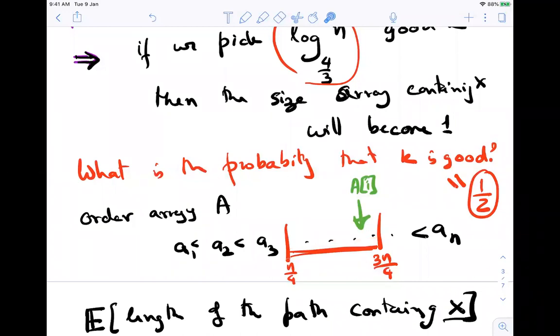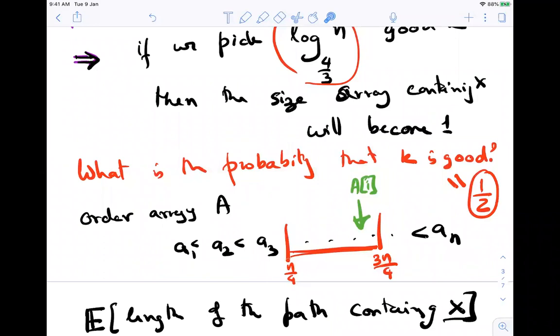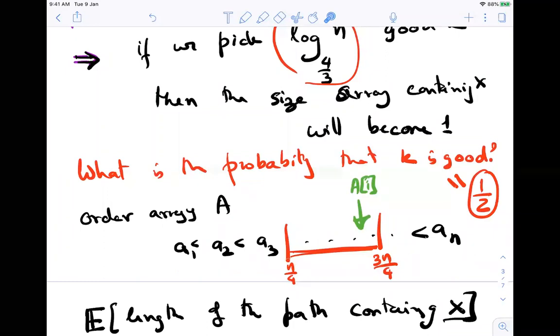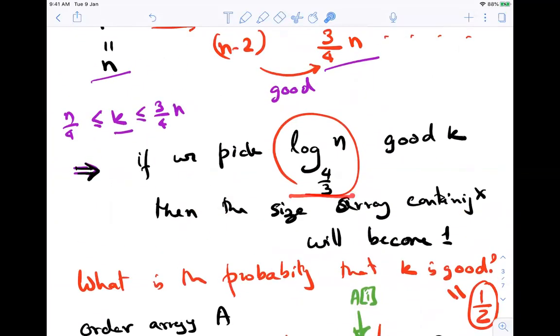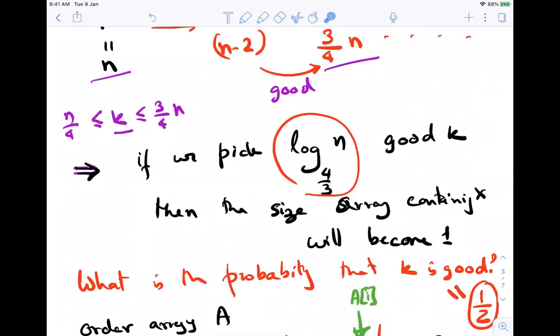Since I'm picking a random i, the a of i that I have is also a random element in this whole set from a1 to an, which means that with probability half, I will get a good pivot. So all I need is this many good pivots at most, and I know with probability half, every pivot is a good pivot.